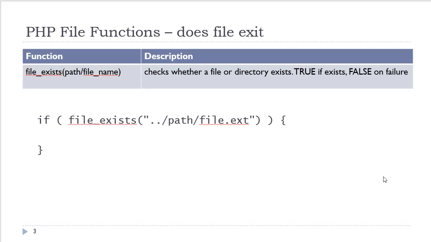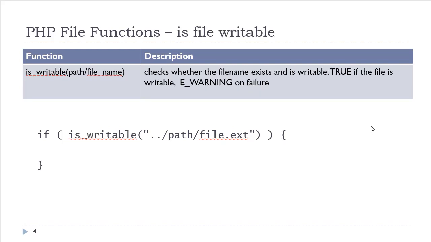PHP gives us many functions for working with files. The file_exists function can determine whether a file exists or not. It takes one parameter, and that is the path or location, followed by the file name. That would be most commonly used inside an if condition.